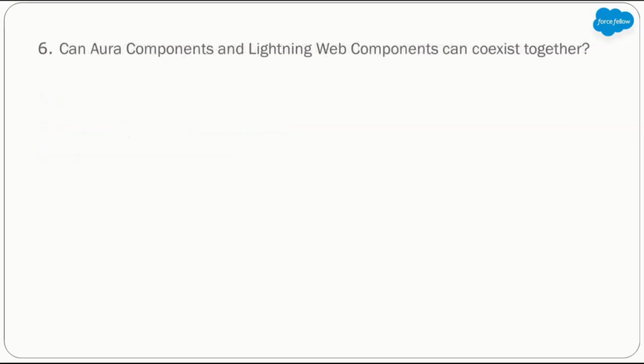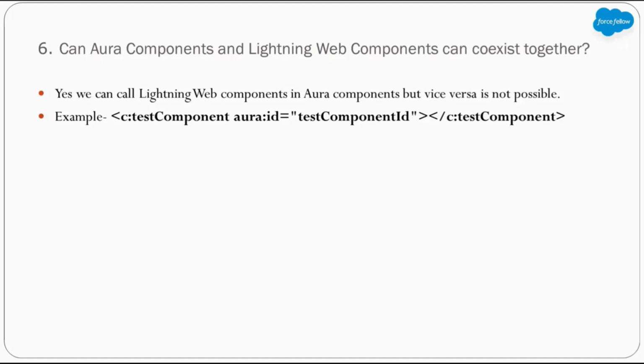Next we have, can Aura components and Lightning Web components coexist together? Then the answer is, we can call Lightning Web components in Aura components, but vice versa is not possible. That means we cannot call Aura components in Lightning Web components. And if we want to call Lightning Web components in an Aura component, then this will be the syntax.